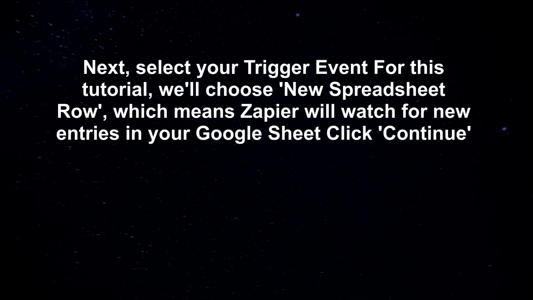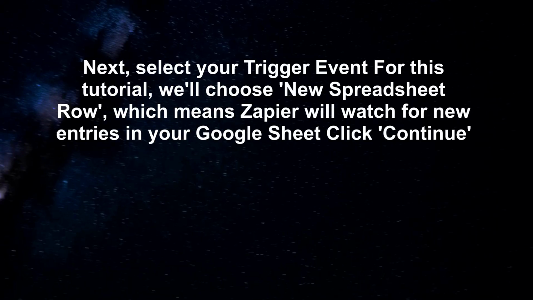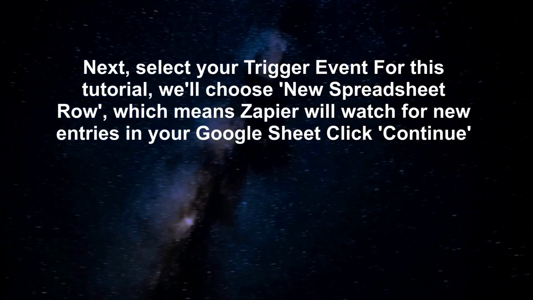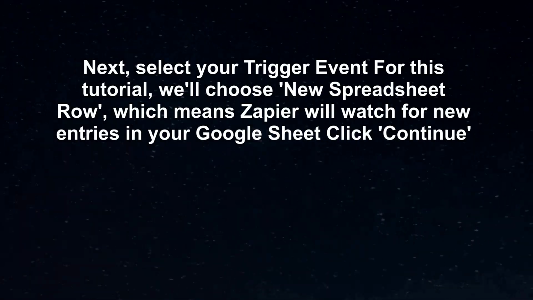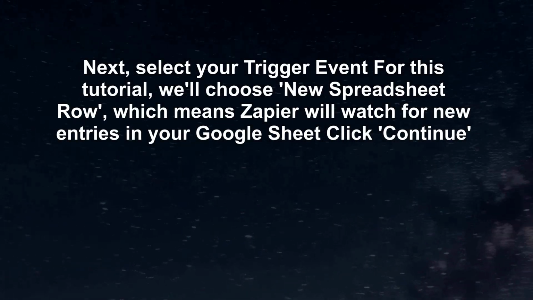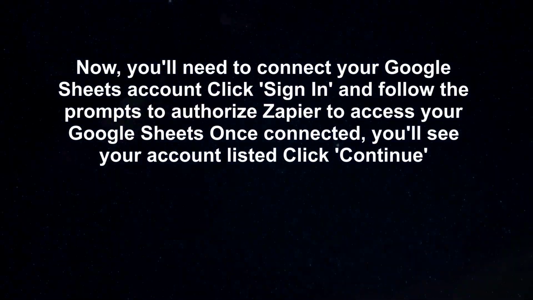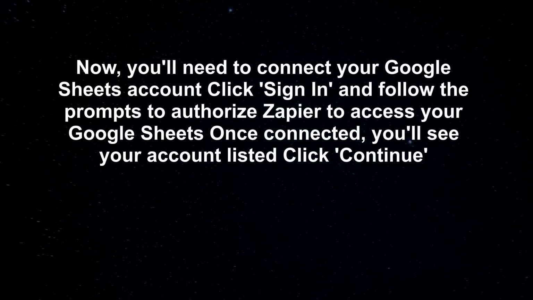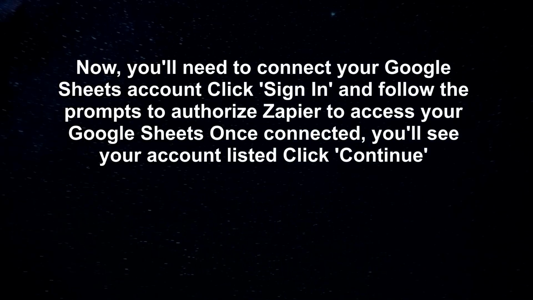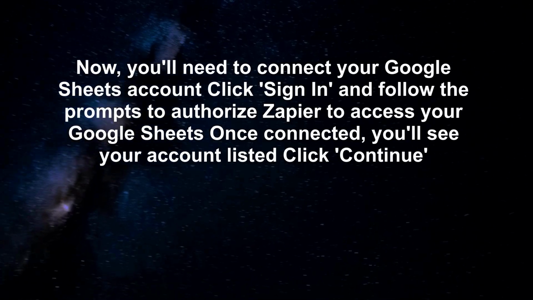Next, select your trigger event. For this tutorial, we'll choose New Spreadsheet Row, which means Zapier will watch for new entries in your Google Sheet. Click Continue. Now you'll need to connect your Google Sheets account. Click Sign In and follow the prompts to authorize Zapier to access your Google Sheets. Once connected, you'll see your account listed.